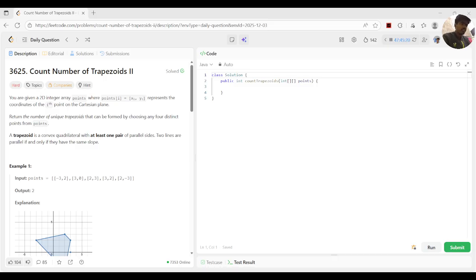Return the number of unique trapezoids that can be found by choosing any four distinct points from points. A trapezoid is a convex quadrilateral with at least one pair of parallel sides. Two lines are parallel if and only if they have the same slope. And this is the input.